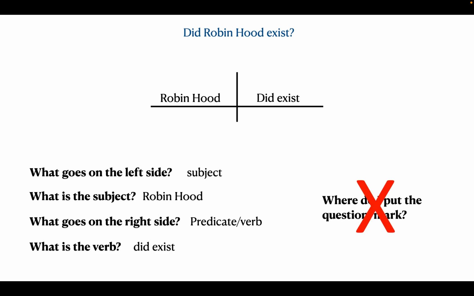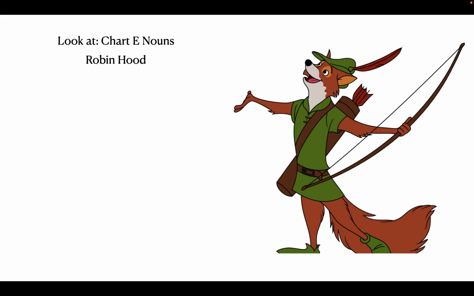That's right, I don't. You do not diagram punctuation. All right, so let's look at chart E, nouns, and we're going to break down Robin Hood.